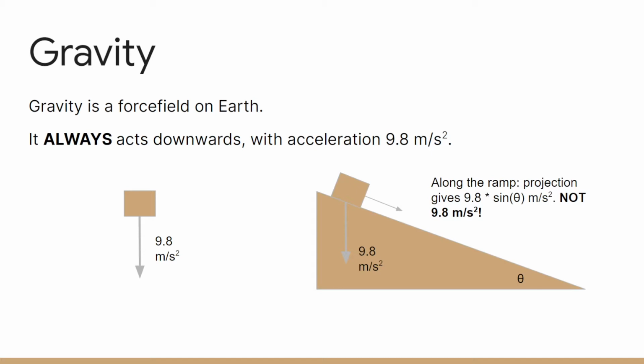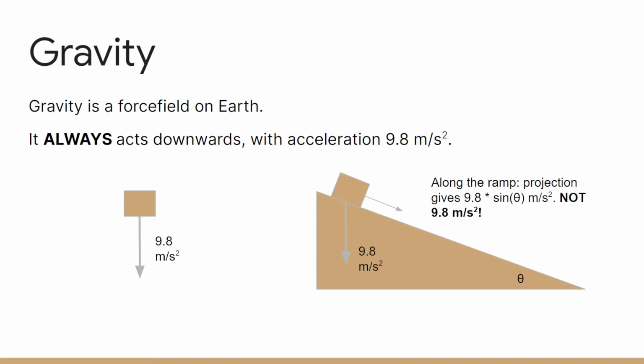Now, if I gave you the right-hand setup with a block on an inclined plane at, say, an angle theta, would you still know which direction the acceleration is going to be going? Well, yeah, because as we've said, gravity always acts downwards. No matter which direction your object is or what angle it's at, it's always going to be pointing downwards with 9.8 meters per second squared. Now, the tricky part comes when the problem asks you to find, for example, the acceleration going down the ramp, along the ramp, right? That's going to be a little bit different.